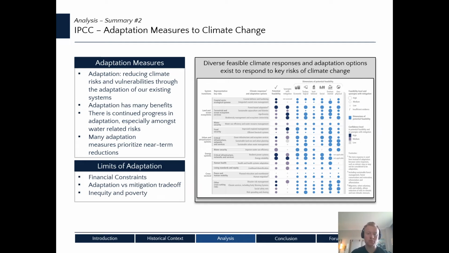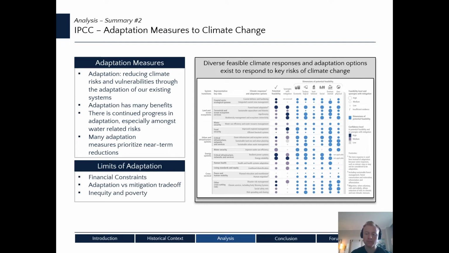So there's been continued progress in adaptation, and this is especially true amongst water-related risks in these coastal cities and islands, where they've had to pursue adaptation to stop the increasingly prevalent sea level rise. However, many adaptation measures do prioritize near-term reductions, but they often ignore the longer-term reductions, at least to date, so more focus needs to be paid on that in the future.